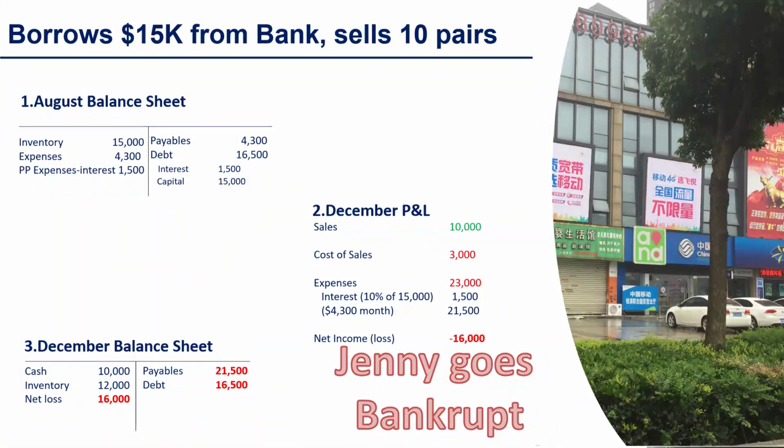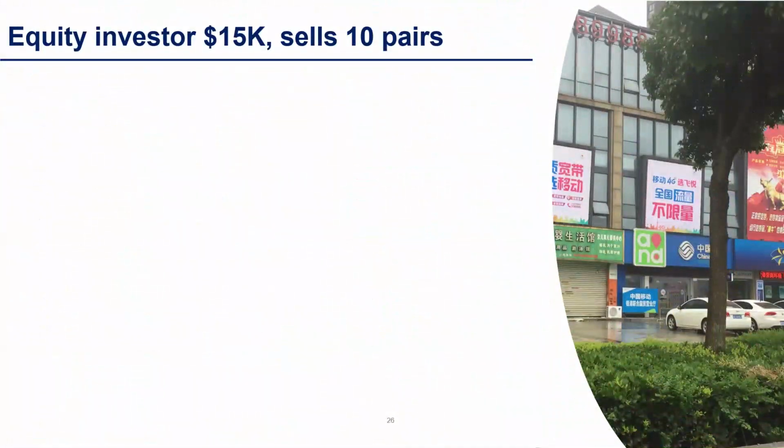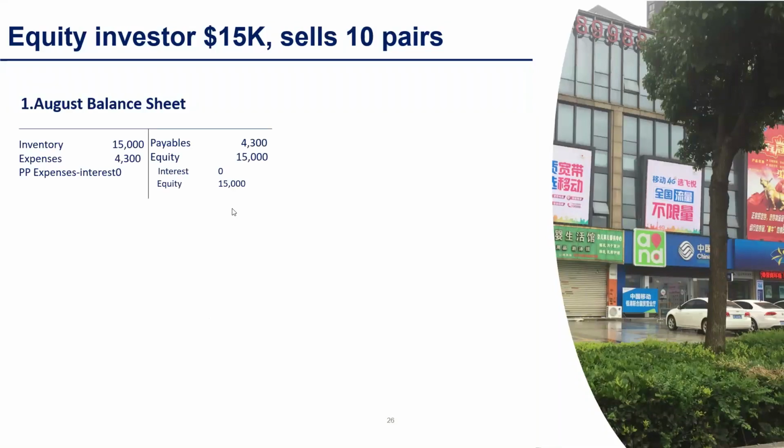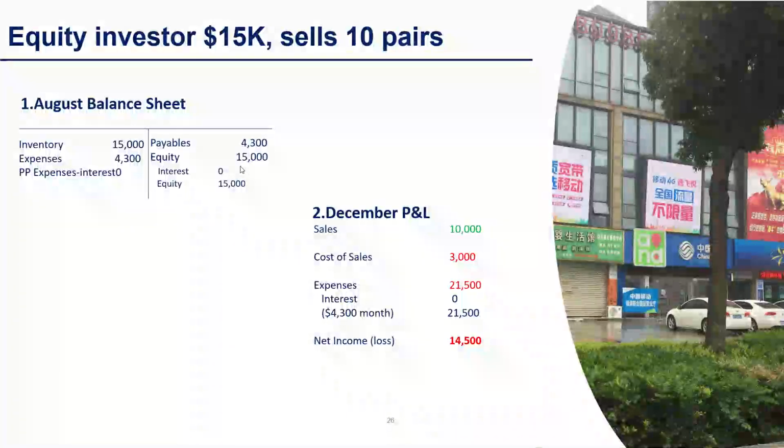Now, let's look at the other scenario. Let's imagine that instead of borrowing from a bank, she gets an equity investor, and the same thing happens. She only sells 10 pairs of shoes. So in this case, what happened was that she got the $15,000 from the equity investor, which she used to buy the inventory. And then in December, same situation. She only sold 10 pairs of shoes. This was the cost. Her expenses were a bit lower, though, because she didn't have to pay interest. So her loss was $14,500.